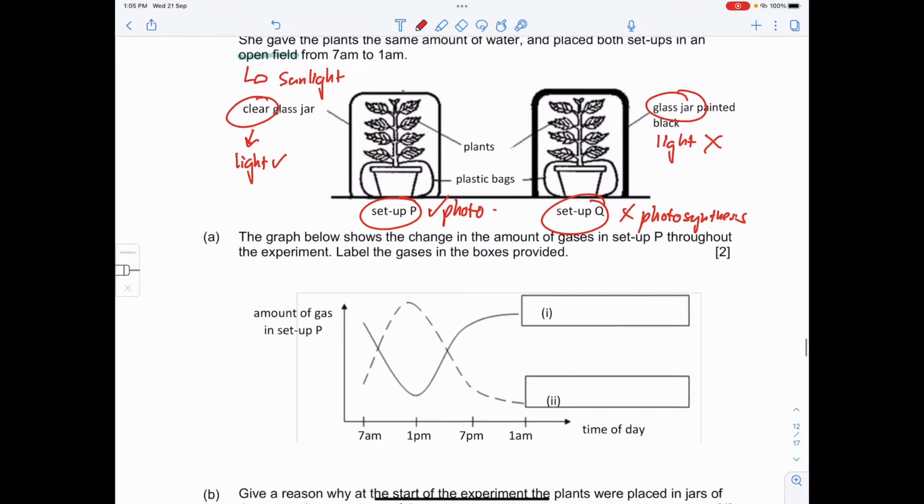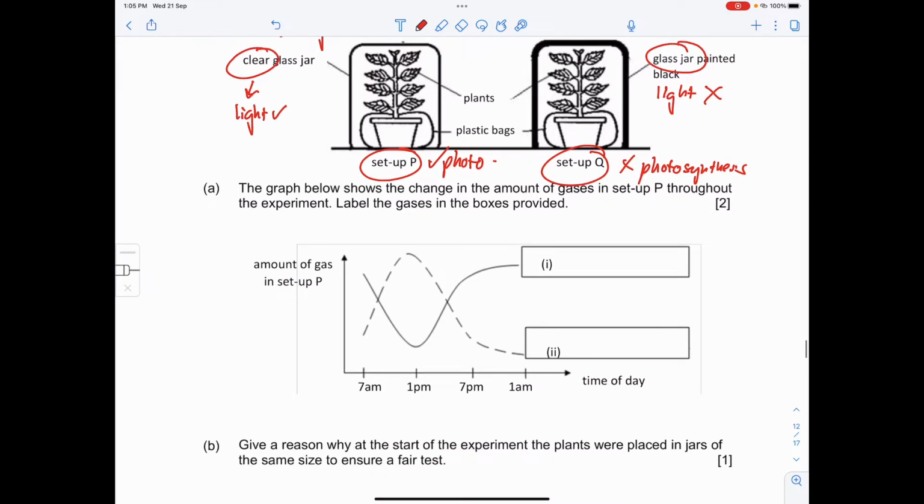Okay, now the graph below shows the change in the amount of gases in set up P throughout the experiment. Label the gases in the boxes provided. Okay, so take a look at it. Now, what do 7 a.m., 1 p.m., 7 p.m., 1 a.m. mean? Think about it. What could change during the day that could affect photosynthesis?